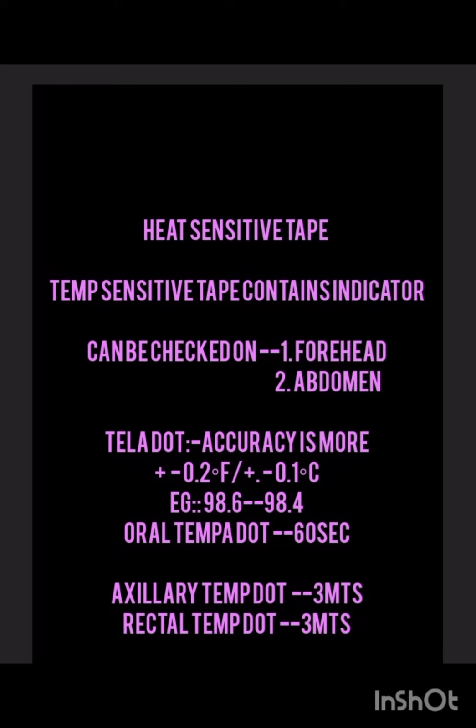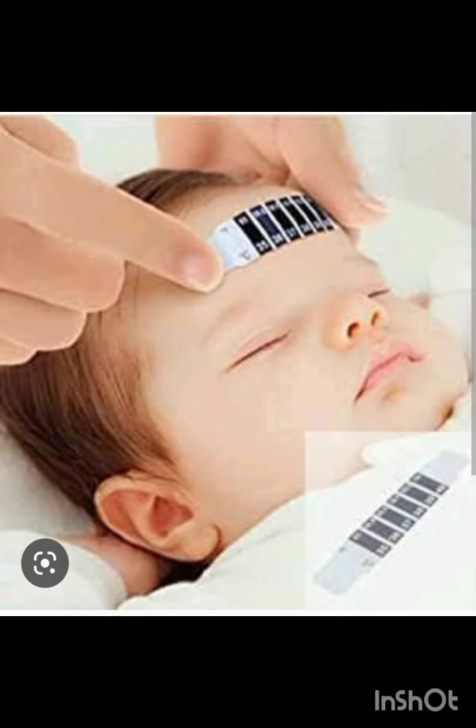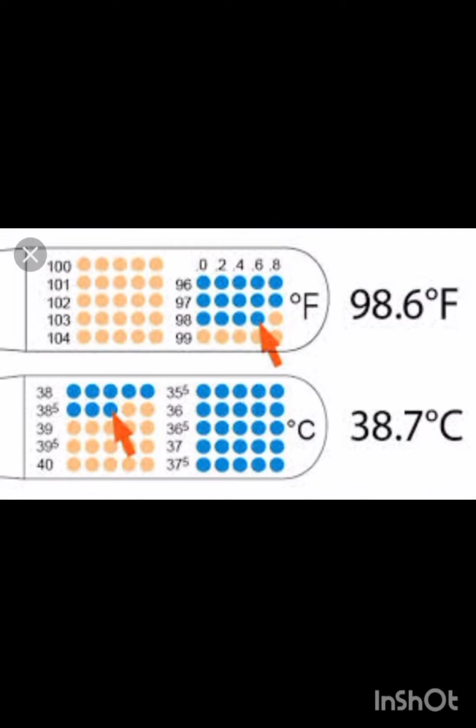To measure the temperature using the Tempadot, we have to keep it for 60 seconds for oral temperature, and for axillary temperature we have to keep it for 3 minutes. For rectal temperature also we have to keep the Tempadot in place for 3 minutes. By that it gives an accurate measurement. This is how the heat sensitive tape looks, and they are checking on the forehead. The next picture is the Tempadot, and both of these are disposable temperature measuring tapes.